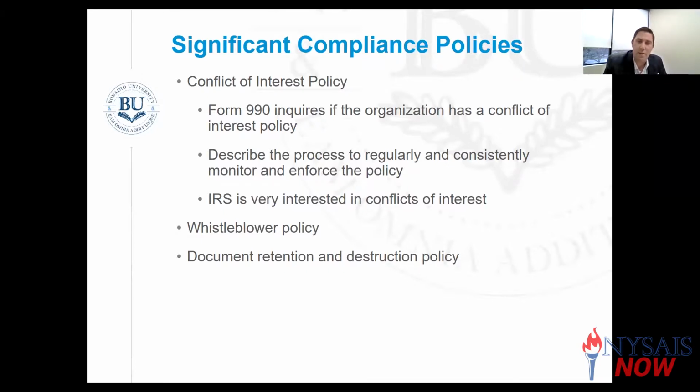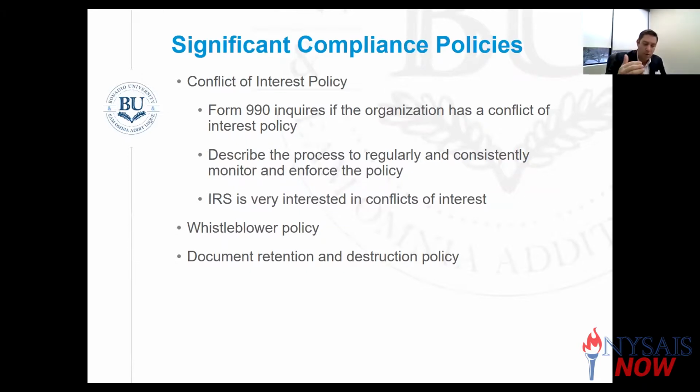What is the organization doing to monitor conflicts of interest? It's okay to have conflicts of interest, and I mean those folks who may be on a board and you work for, say, an insurance company where your school does business with. That is a conflict of interest, but you can still have that transaction as long as that person steps aside when a vote is being made.